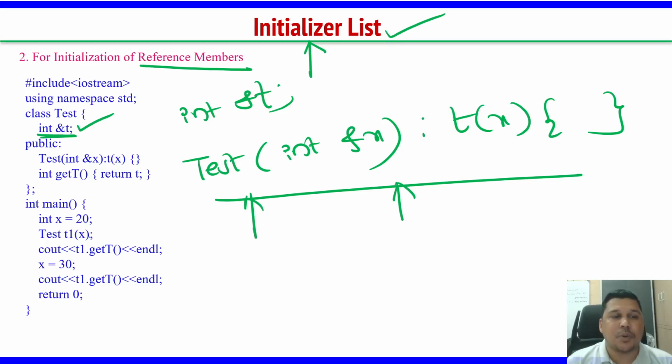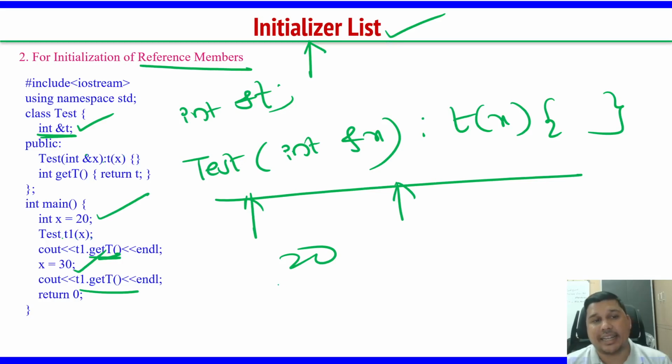See here in this program, x is 20. I am writing t1 of x, that is 20 is being passed here. That is copied into t. With t1 dot t, I get 20 here normally, but we are doing that using a reference. Instead of doing it directly with a variable, we are doing it using a reference. Then I am assigning x is 30. Again t1 dot get, I get 30 here. Normal execution. So if there are reference members in a class, you cannot assign values to them using constructors. We definitely have to use an initializer list.